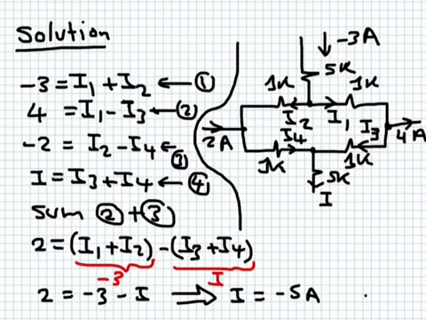This is one way of writing KCL. So I1 is equal to 4 plus I3. I end up with this equation. Let's go to this one here.